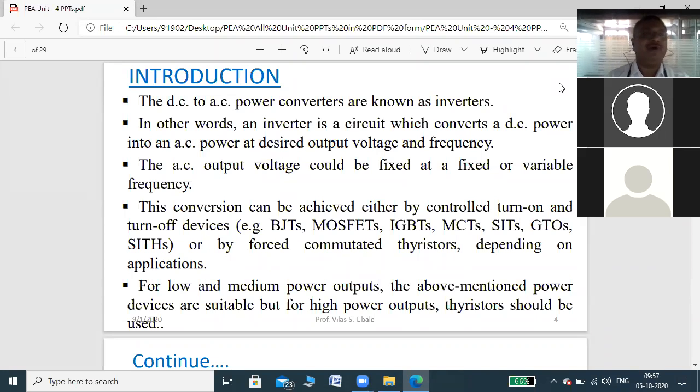See, the main component of an inverter is the switching devices. Maybe a BJT, MOSFET, IGBT, MCT, SIT, GTO, or SITCH. These are the different switches, or force-commutated thyristors, depending upon the application. Normally, thyristors are mainly used for high power applications. For low power applications, you can use other devices.